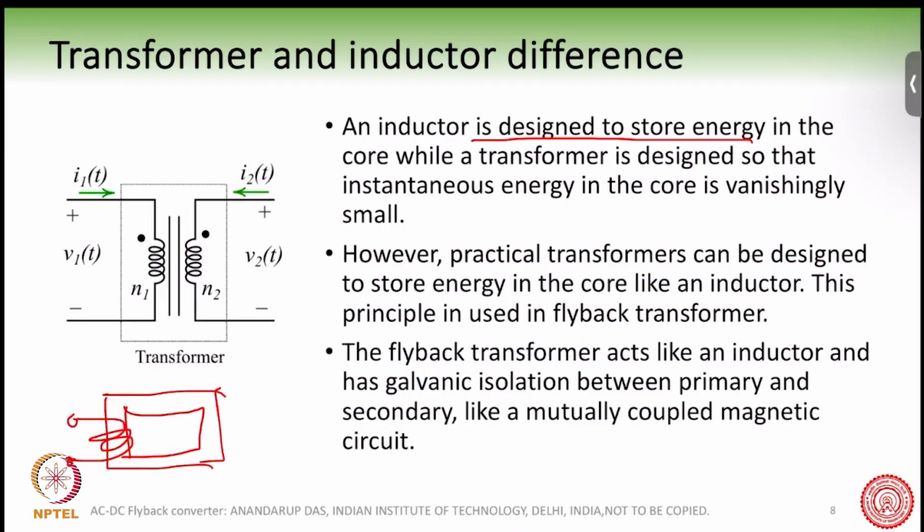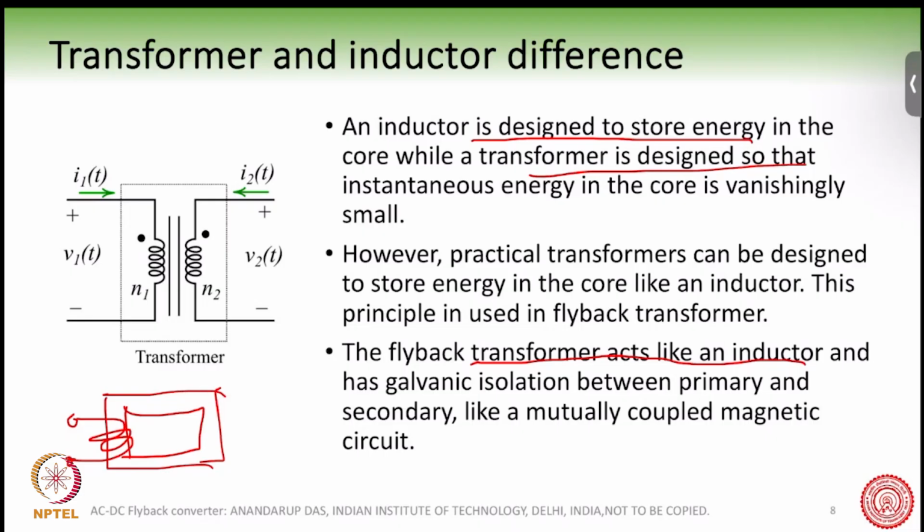But in an inductor, this is not true. An inductor is supposed to store the energy. So that's what I said. The transformer is designed so that... But now comes the slight modification which happens in a flyback transformer. The flyback transformer basically acts like an inductor, and it will store energy like an inductor.